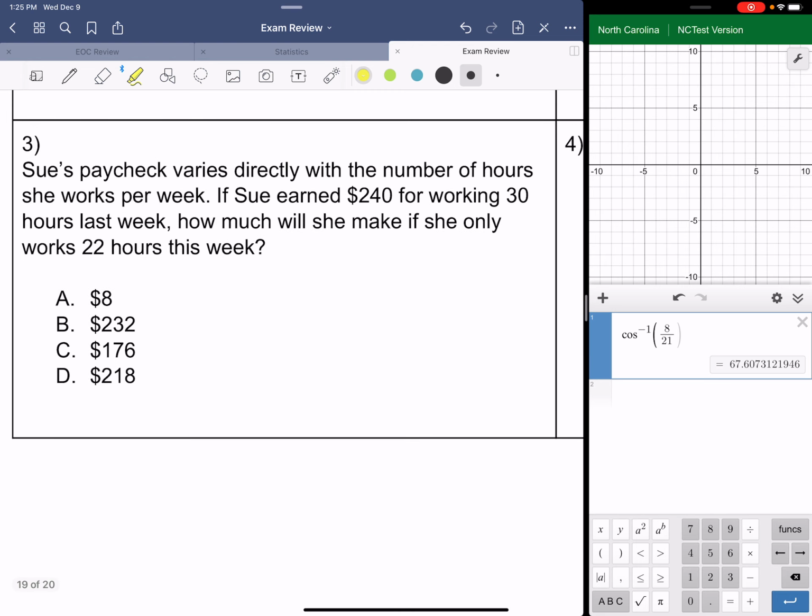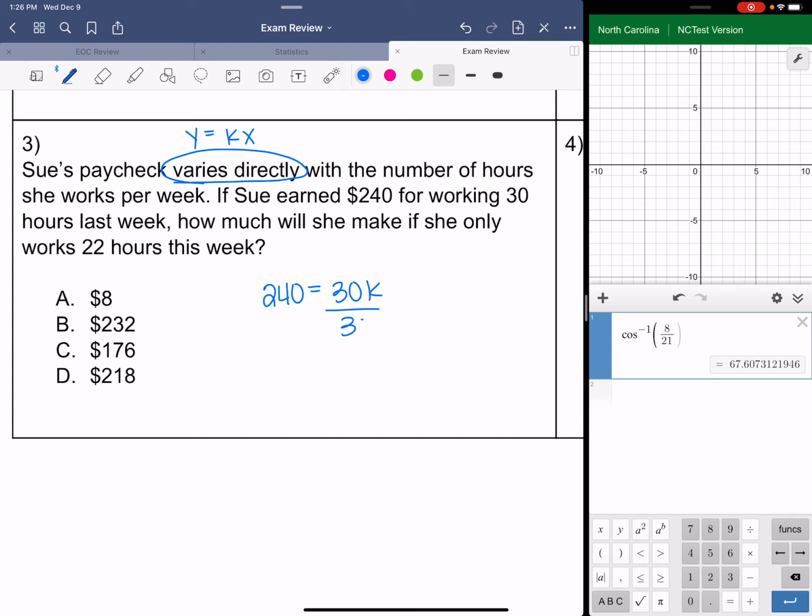Sue's paycheck varies directly with the number of hours she works. So now we have direct variation. So direct variation tells us that y is equal to k times x, where k is always a constant number. So if she earned $240 for working 30 hours, well, let's stop right there. If she earned $240, and that was equal to 30 times k, whatever that constant is, we can find what her hourly wage is, and then multiply that by 22 to see how much she would make for working 22 hours.